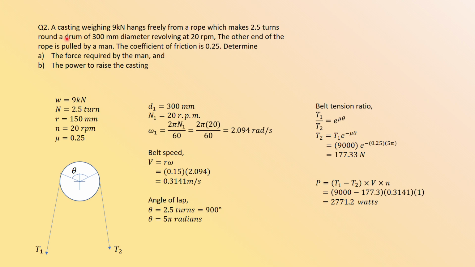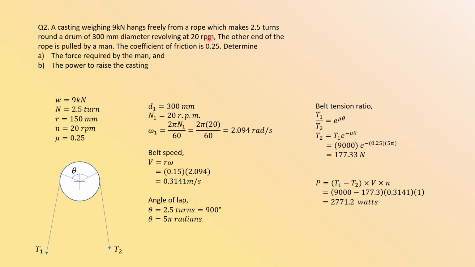Now, around a drum, not necessarily always a pulley, so you can use a drum also, of 300 mm diameter. Remember, this is a diameter. When we want to convert it to our belt speed, make sure this is in radius and in meters if you want it in meters per second. And then the speed is 20 RPM, revolutions per minute. So for revolutions per minute, you have to divide by 60 in order to convert it to seconds.